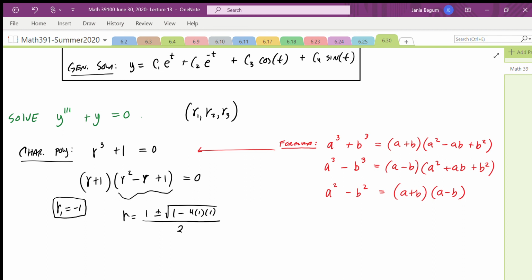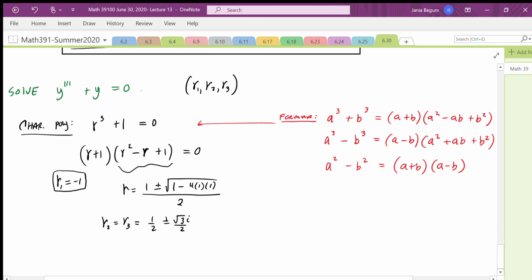So what do you guys have? 1/2 plus and minus. So 1 minus 4, that's a negative 3, so the square root of negative 3, so that would be square root of 3i over 2. Okay, so that's the root for this one. So we have r2 and r3 complex conjugate. So we have all the roots we were after.